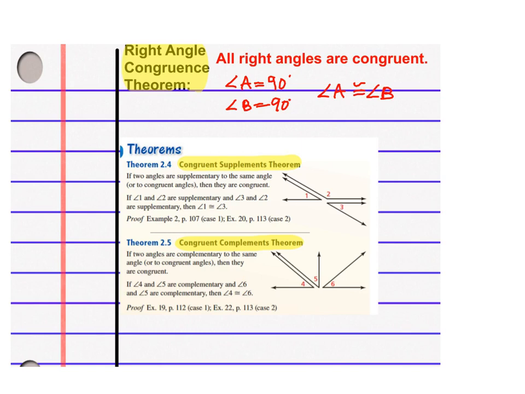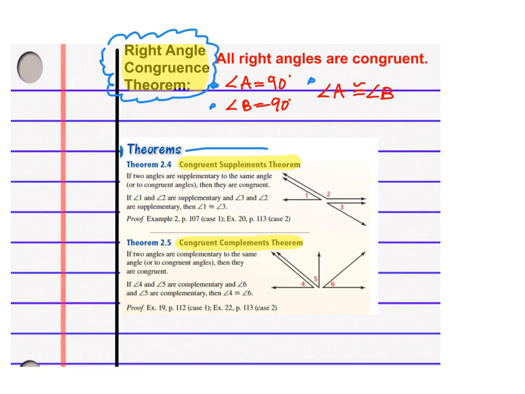All right, we have several vocabulary words today. The expectation is that you write the vocab word down and that you write something. You can always paraphrase, abbreviate, summarize. So right angle congruence theorem, what is that? Basically that all right angles are congruent because they are all 90 degrees. So if angle A is 90 degrees and angle B is 90 degrees, then you can say that angle A is congruent to angle B using the right angle congruence theorem.